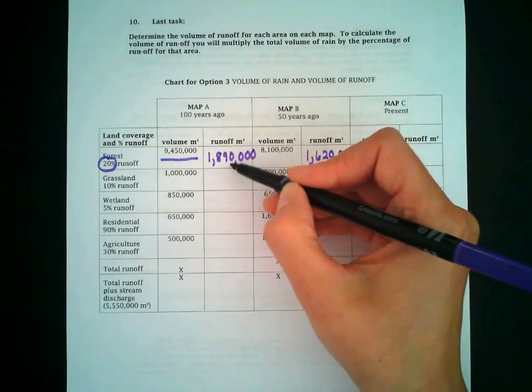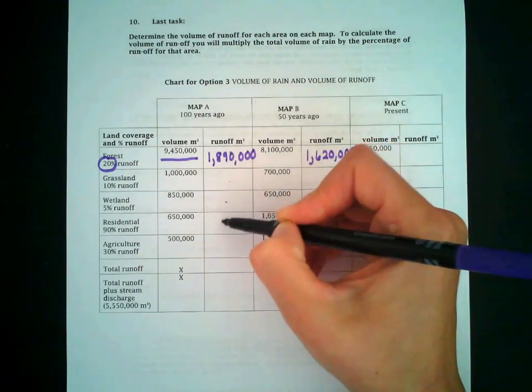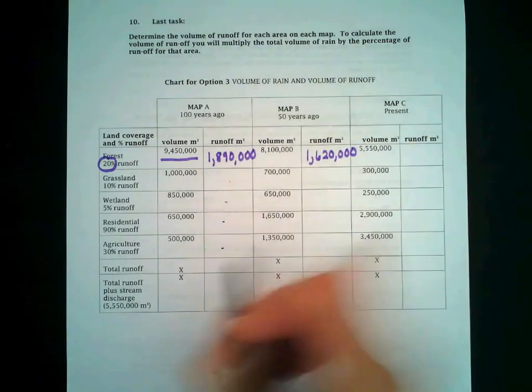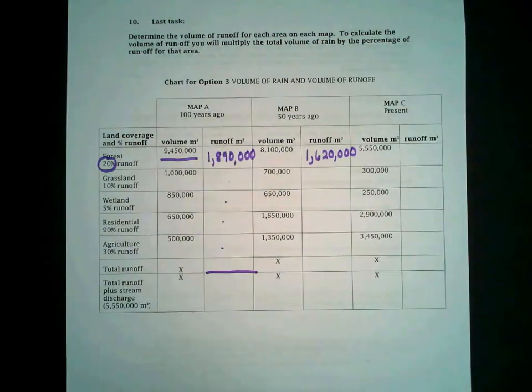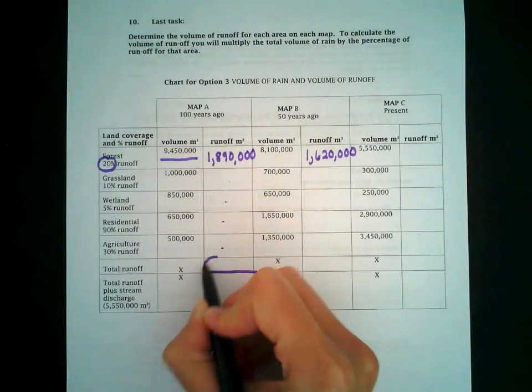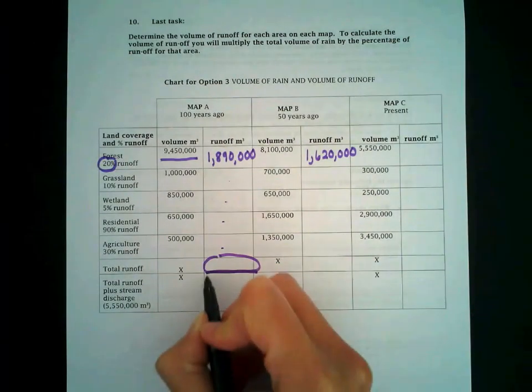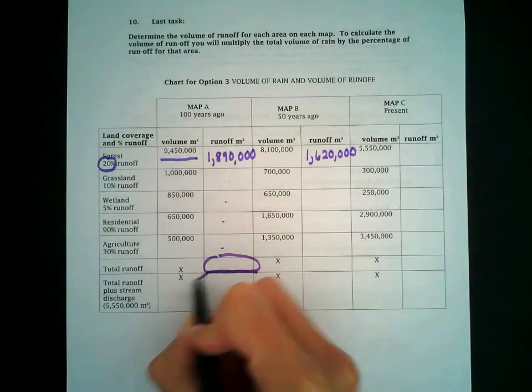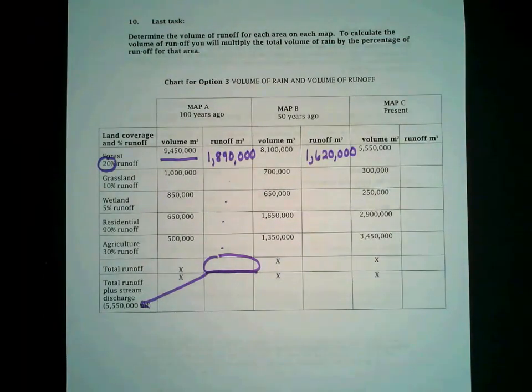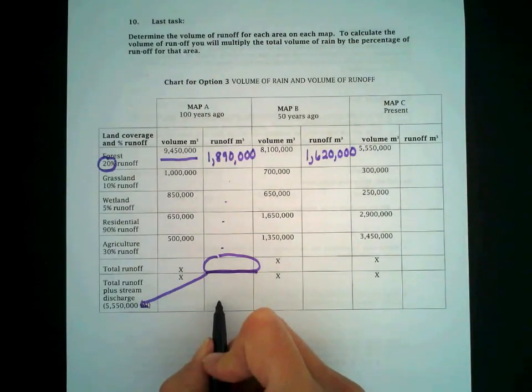Once you're all done, you're going to add up each column. So I'm going to add up the forest, the grasslands, the wetlands, the residential, and agriculture, and I'm going to put that number right here. Then, when I'm all done and I have this number, I'm going to add it to the total runoff plus the stream discharge, which is that number right there. And I'm going to put the total right here.